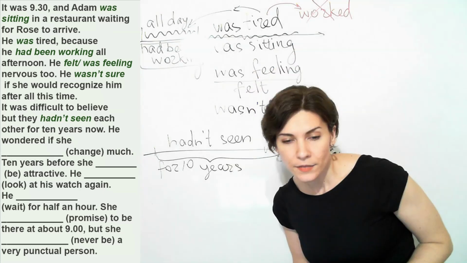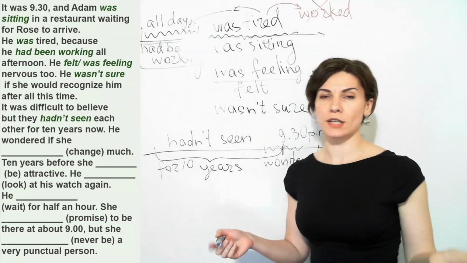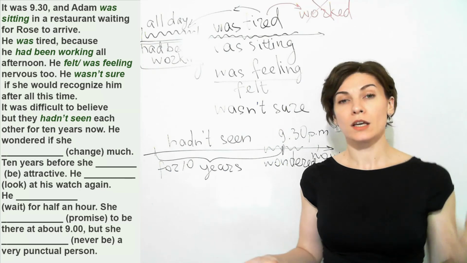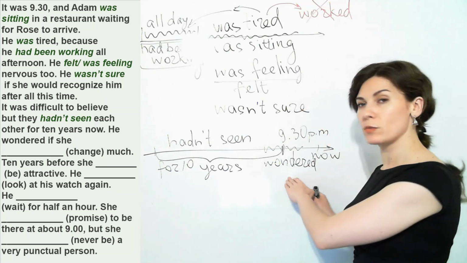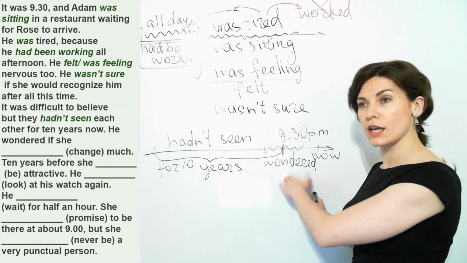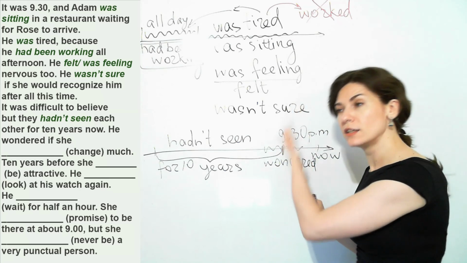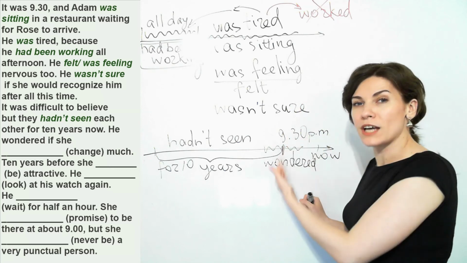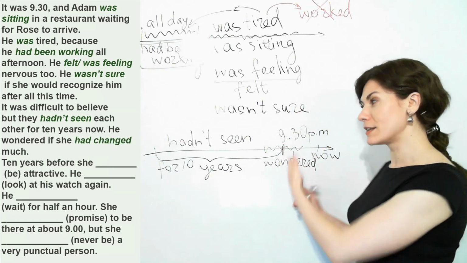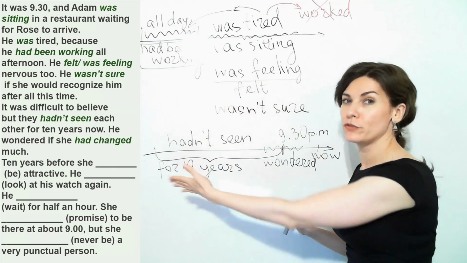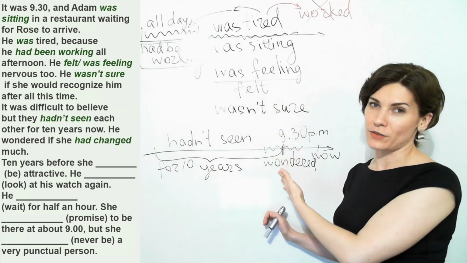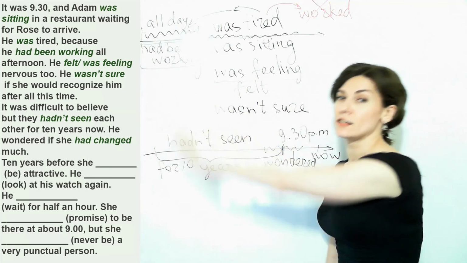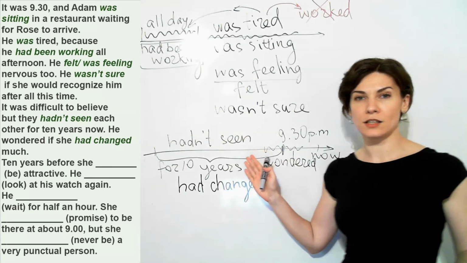He wondered if she had changed much. Let's put it in the past simple: he wondered if she changed much. It would mean that he wondered, as he was sitting at the restaurant at 9:30, if she changed after 9 p.m. that evening. That wasn't the question that bothered him. He wondered if she had changed before he arrived at the restaurant, like by that time, if she had started to look different. 10 years is a long time.